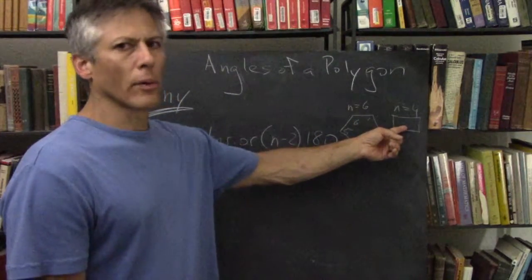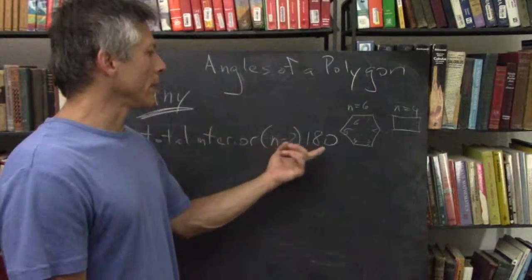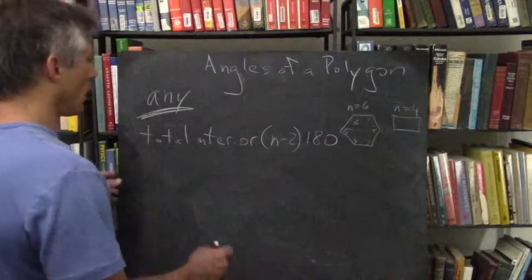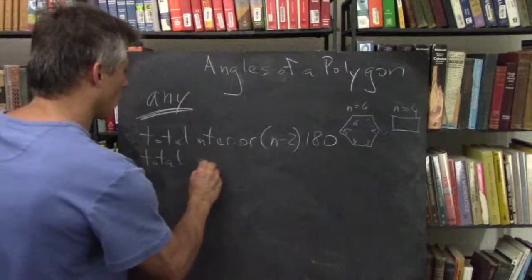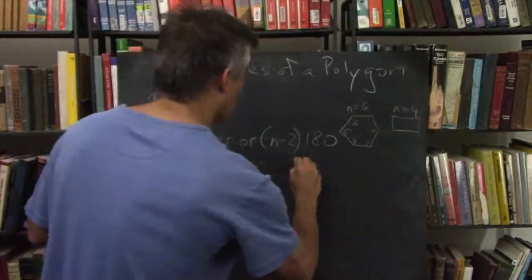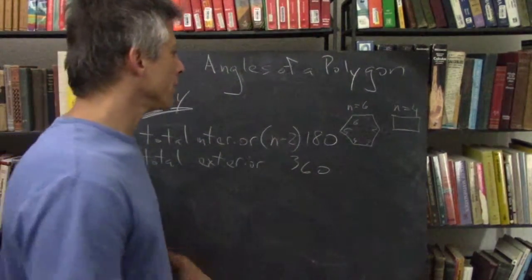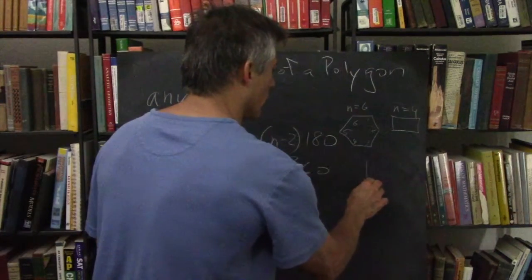You probably remember a rectangle is 360. 4 minus 2 is 2. 2 times 180 is 360. And sure enough, that's what they add up to. Total exterior is 360, interestingly enough. Remember the exterior angles, for example, of a triangle.